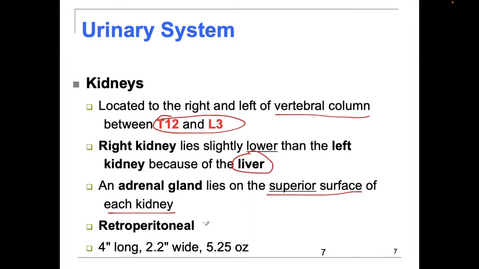And it is retroperitoneal, right? We know about the peritoneal cavity. We know about the visceral peritoneum and the parietal peritoneum. So behind that "retro" is where the kidneys are. And it's important to note that it does lie to the left and right of the vertebral column.